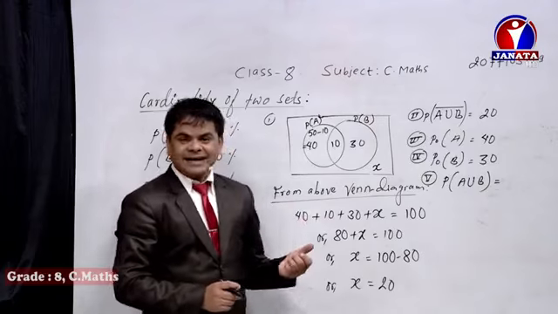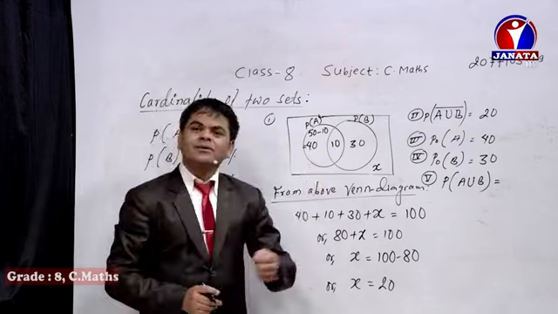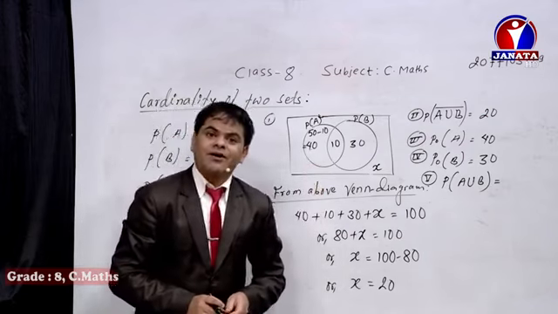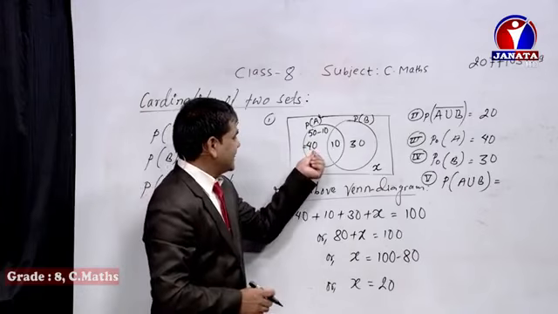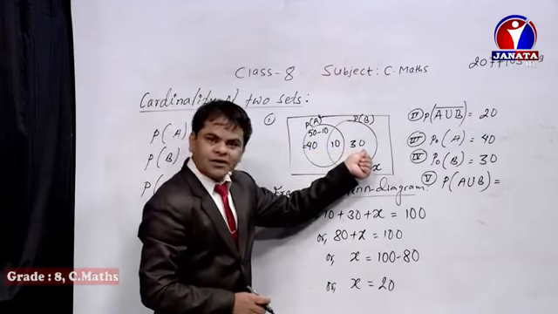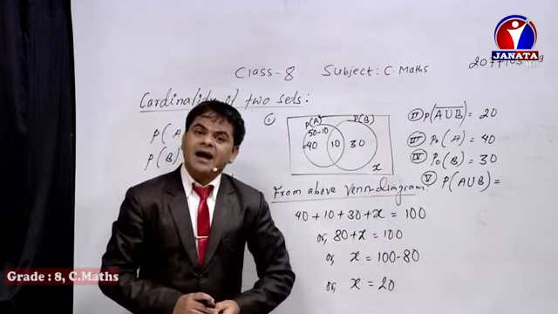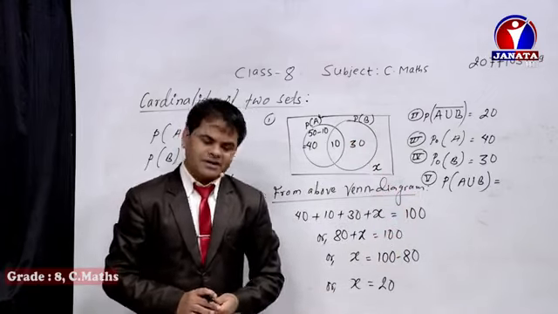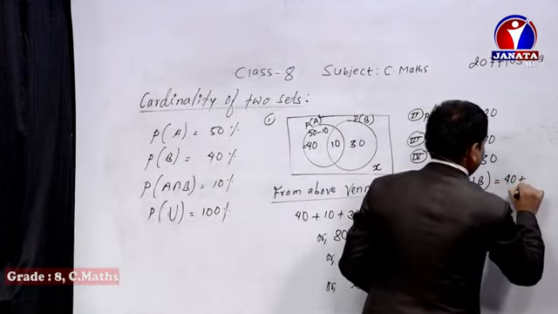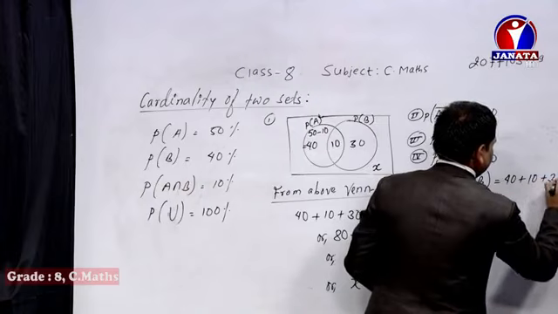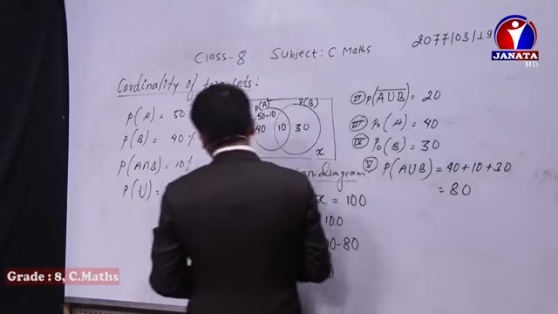It means, as I had told at that time, the combined value of the circles. Then 40 plus 10 plus 30 will be the answer for how many people like either apple or banana. Either-or represents union. So write 40 plus 10 plus 30, which equals 80. The answer will be 80.